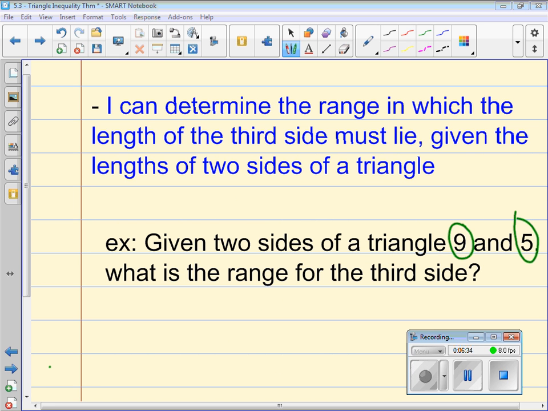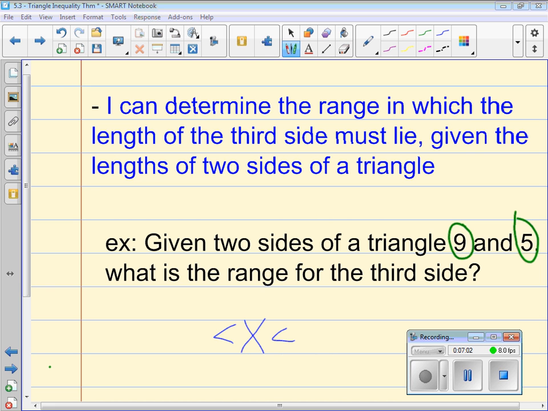All right, so here's another I can statement. It basically says determine the range of third sides. So the range that the third side can be given two sides. So in this case, I'm given a 9 and a 5, and I'm looking for how big and how small that third side can be to still create a triangle, okay? So the way we're going to do this is we're going to call X my third side, and I'm going to put a less than on the left-hand side and a greater than on the other side, okay?